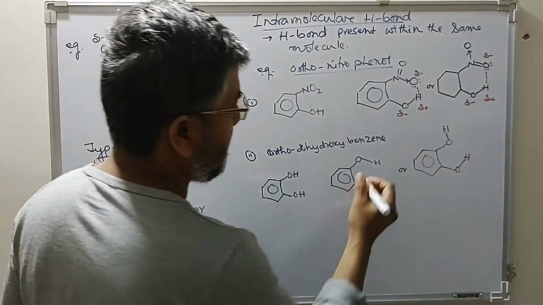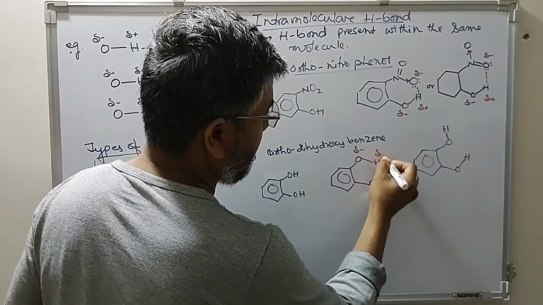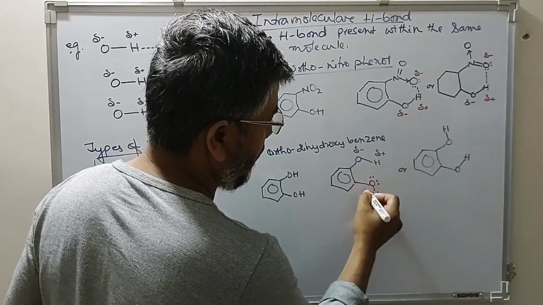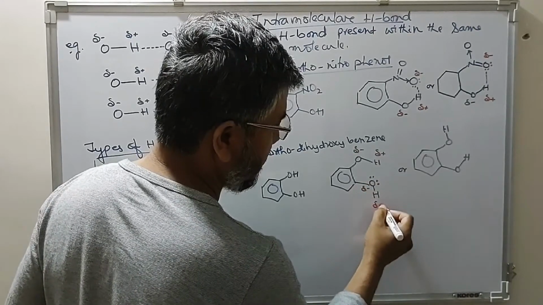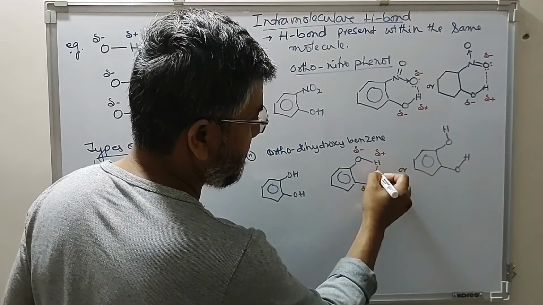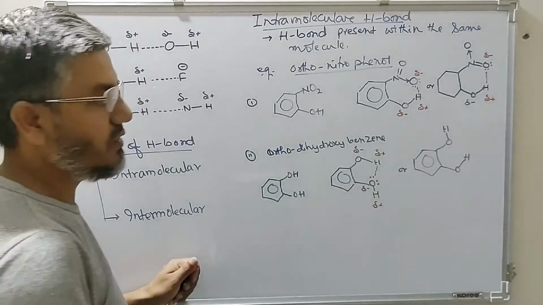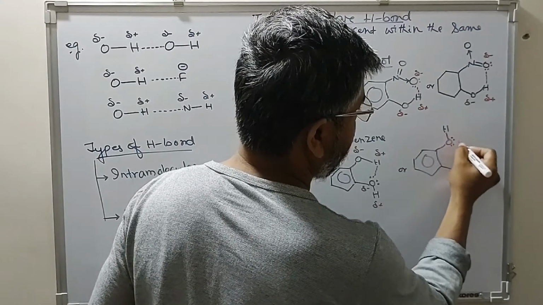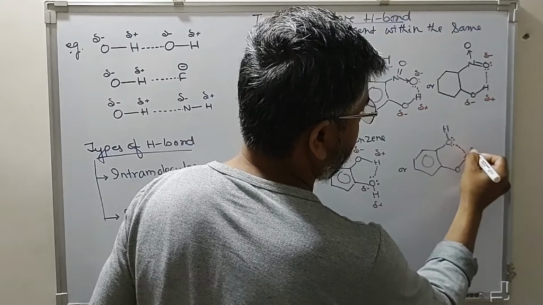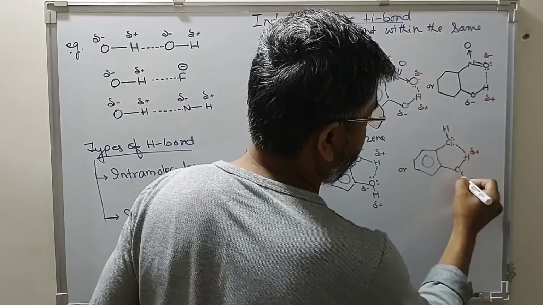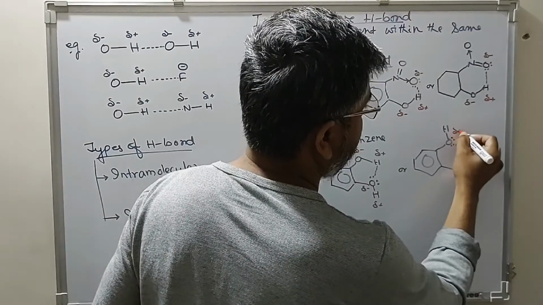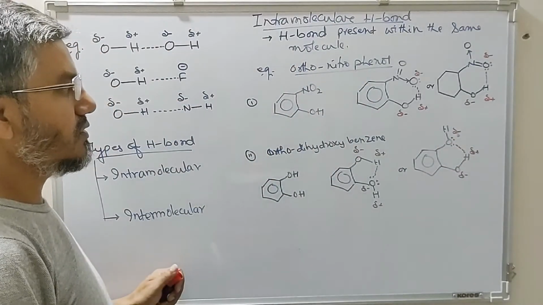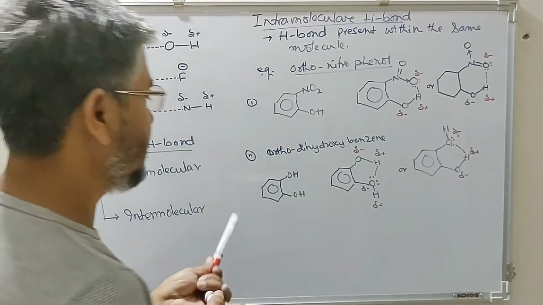So look at this. This oxygen having 2 lone pairs is negatively polarized. This hydrogen is positively polarized. So these form an intramolecular hydrogen bond. Same here. So this is an intramolecular hydrogen bond.